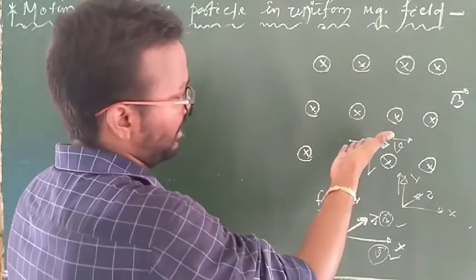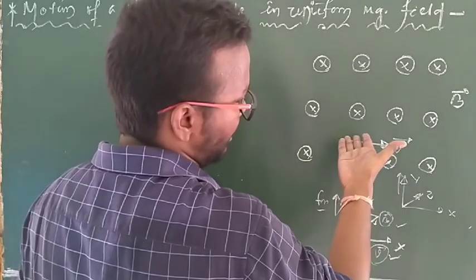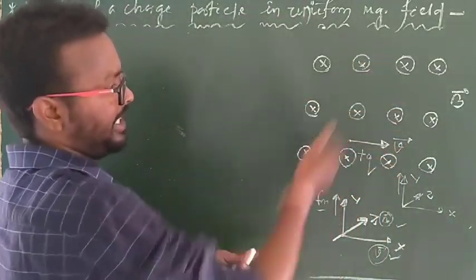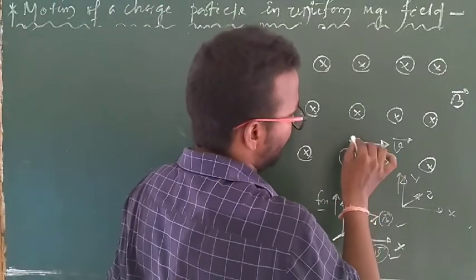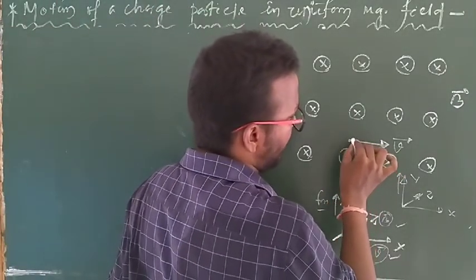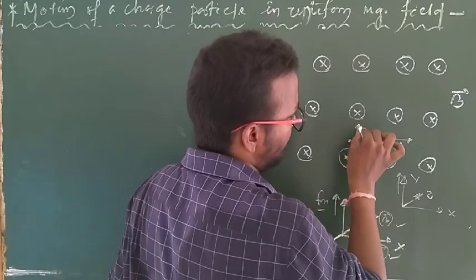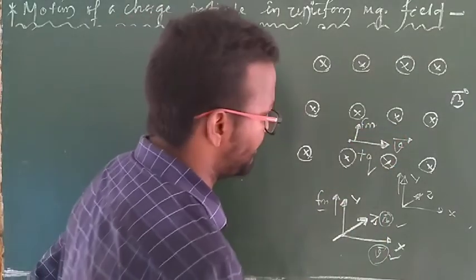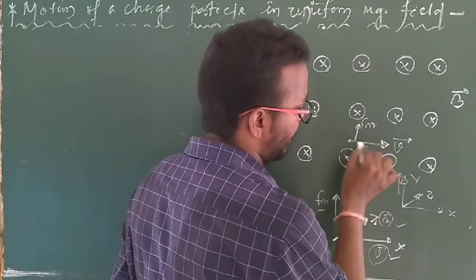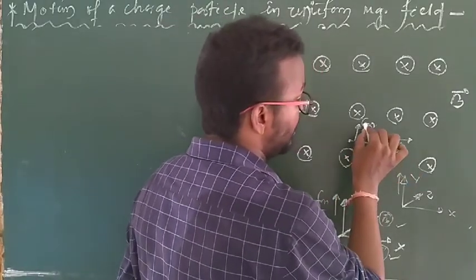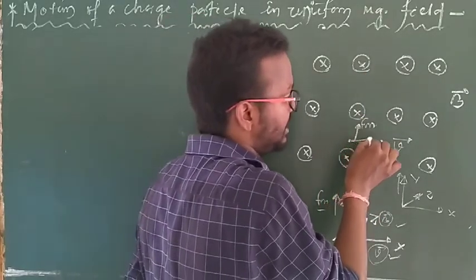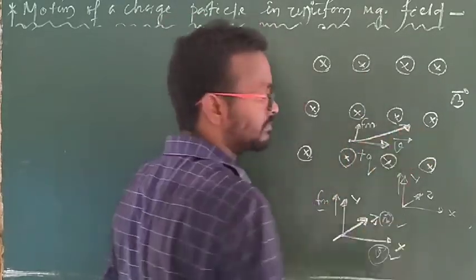So here is the direction of magnetic field, here is the direction of velocity of the charge particle given by the thumb, and now the palm indicates the direction of magnetic force. That means the charge particle experiences a magnetic force in this direction, this is the direction of F. Now the charge particle tends to move in this direction due to this upward magnetic force, so the charge particle changes its direction.